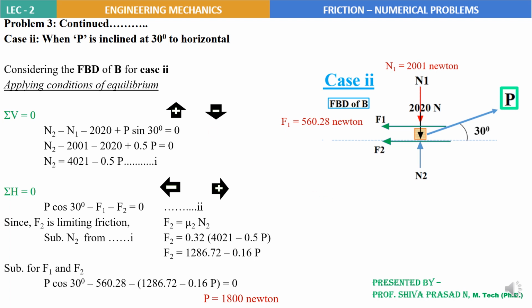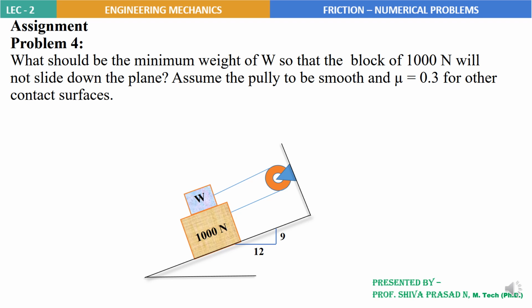So now I wish to give you an assignment problem. Problem number 4: what should be the minimum weight W so that the block of 1000 Newton will not slide down the plane? So this block should not slide down the plane. For that, what should be the value of W? This is a block over another block problem, but placed on an inclined surface. So students, please try solving this problem with the concepts we have learned till now.